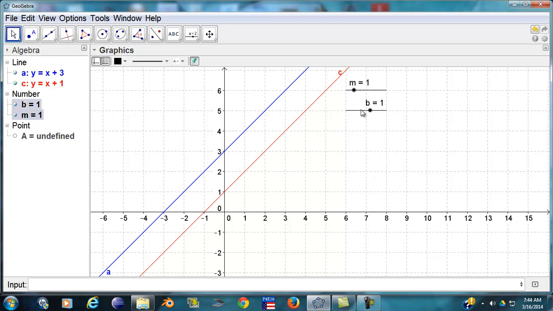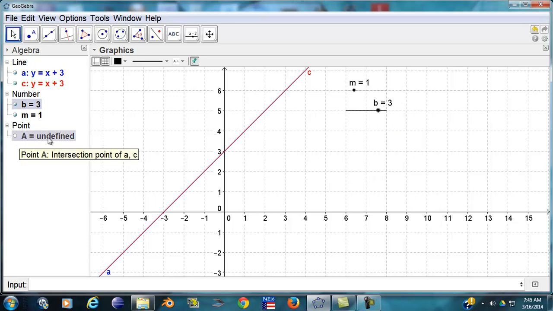If I change this value here, the y-intercept, you can see that that parallel line gets closer and closer to the other parallel line, and at some point, if I have exactly the same value, they'll be right on top of each other. And again, it's not defined by one single point, but it's defined as every point.